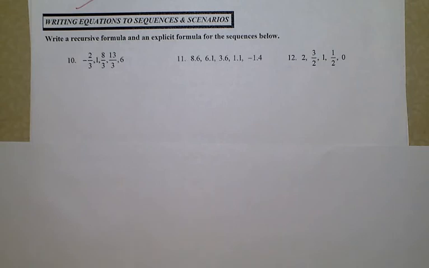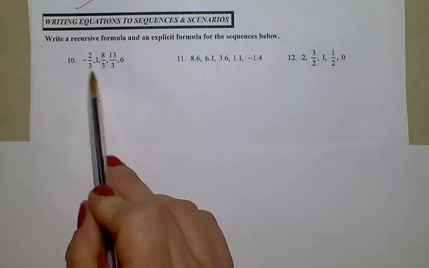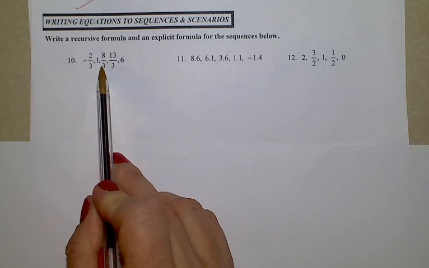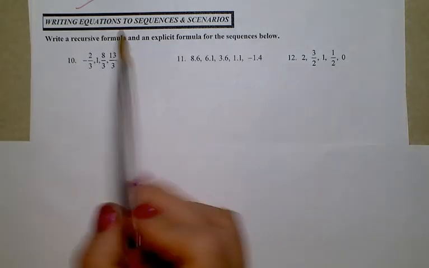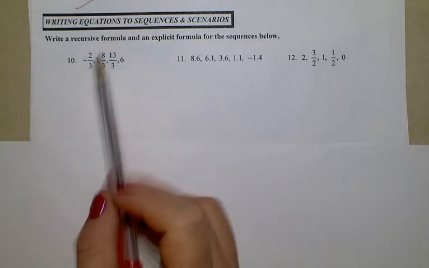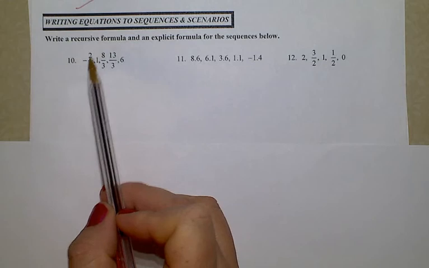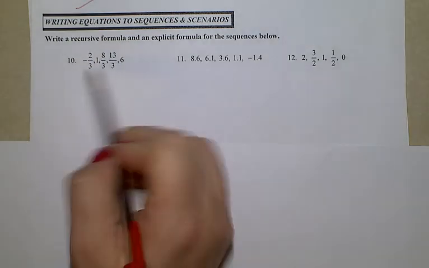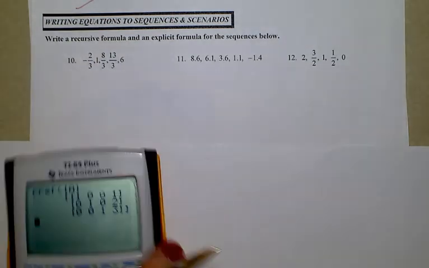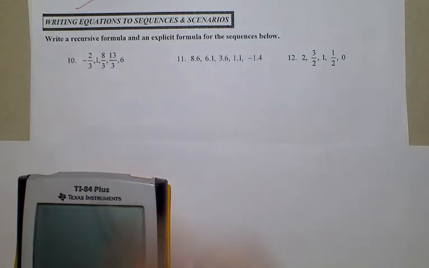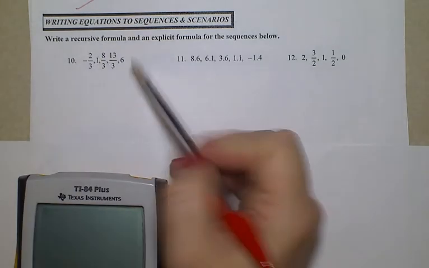Remember, arithmetic goes from one number to the next by adding or subtracting consistently. It's a common difference. And we have a common ratio with geometric, where we're going to multiply or divide by the same. So here we're going to see what are we doing? So let's check. How do I get from one number to the next? With your partner, I want you to figure out how do you go from one number to the next.